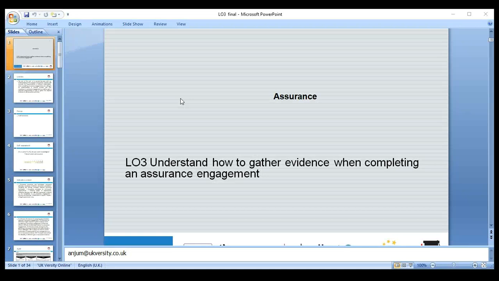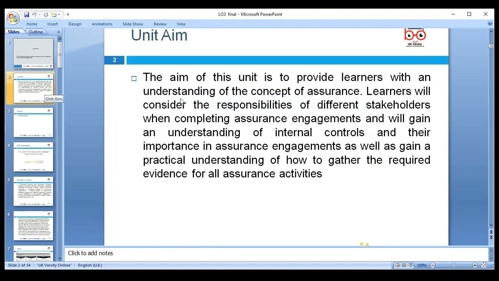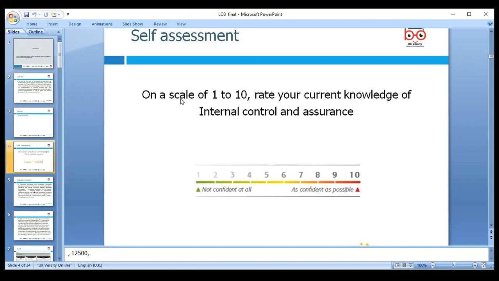Today's lesson will go through LO3, learning outcome 3, which is about understanding how to gather evidence when completing an assurance engagement. Last lesson we discussed LO2, audit and stewardship, internal and external audit, the auditor's role and audit planning. Today's key focus will be on audit assurance.